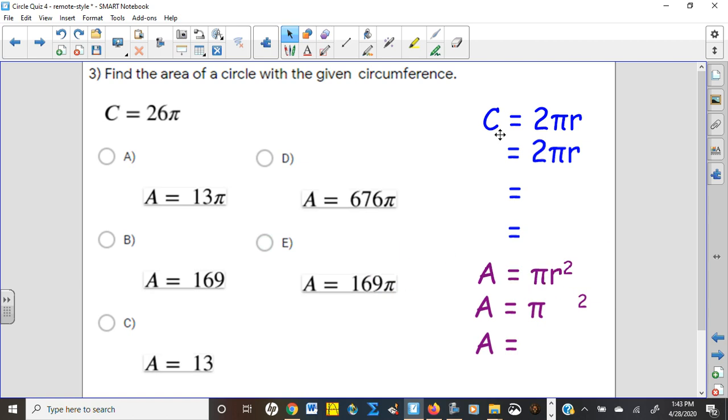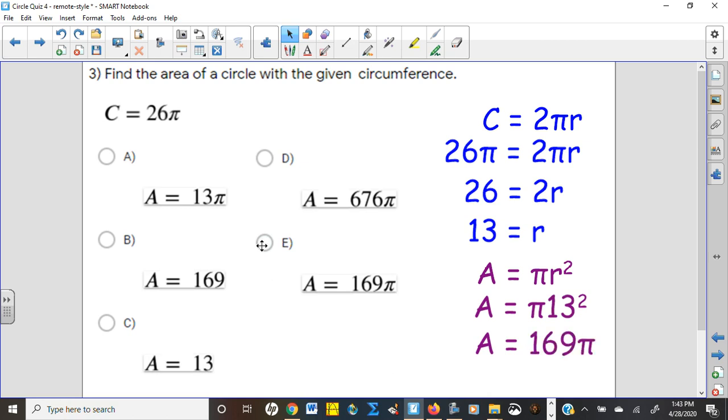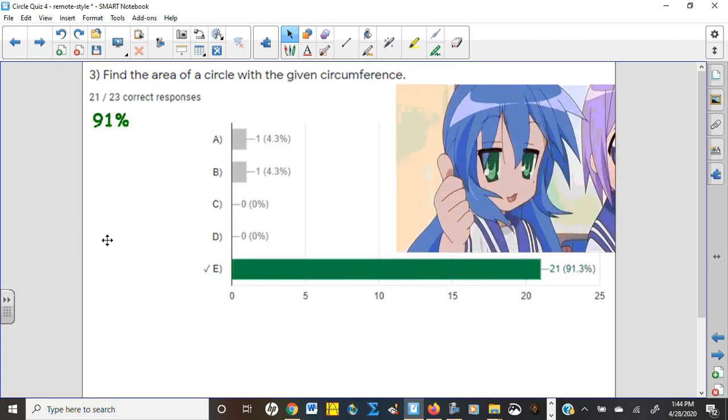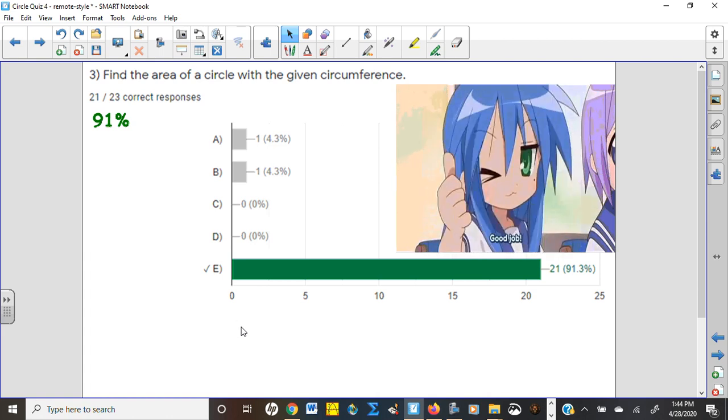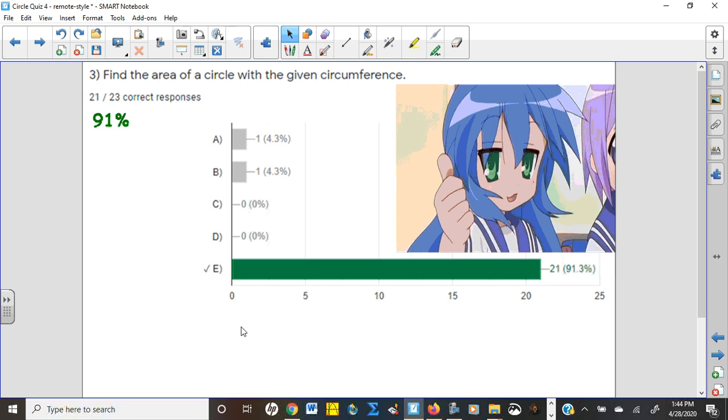Got to know those. They gave us the circumference in this case, so we're going to cancel those pi's and divide by 2. That gives us the radius. Once I know the radius, I can plug that in and square it, and get 169 pi. And if there are units, you use units, but here there are no units, so 169 pi was the answer. And it looks like we did really well on that. So yes, good job on 3.